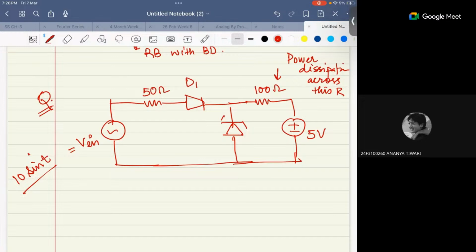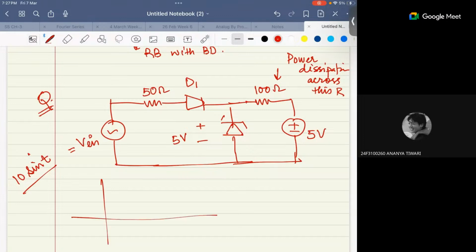Breakdown voltage you need, right? The breakdown voltage is 5 volt. What else do you need? This is an ideal diode. How will you solve it? Can somebody tell me how you will approach it? First, we'll find it for the positive half cycle, then the negative half cycle.